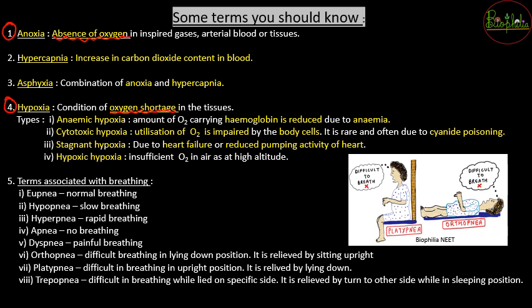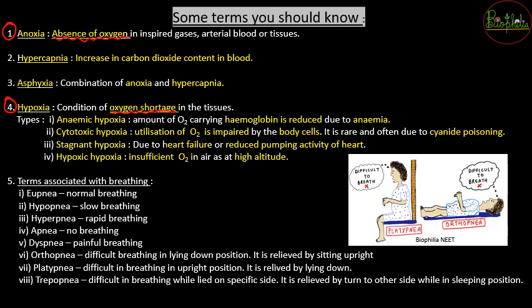Last to discuss here, that is hypoxic hypoxia. That means if the air surrounding you doesn't have sufficient oxygen because of high altitudes, then you can have the condition of hypoxic hypoxia. Right? So these were some major terms regarding oxygen and carbon dioxide levels in your blood.